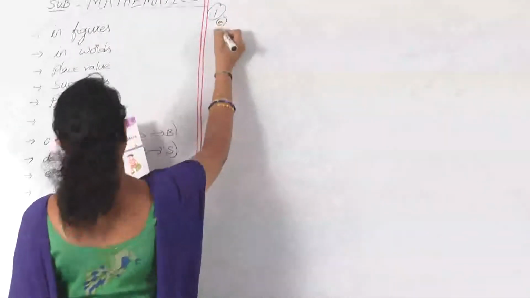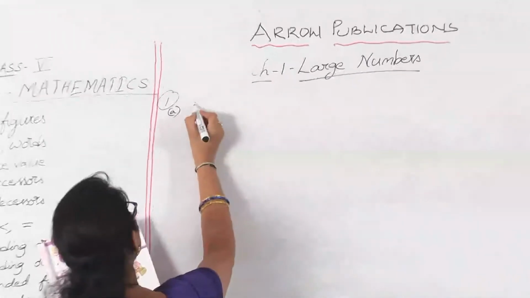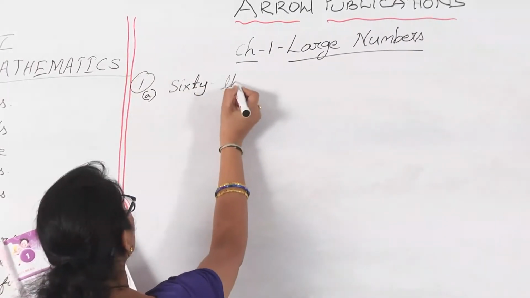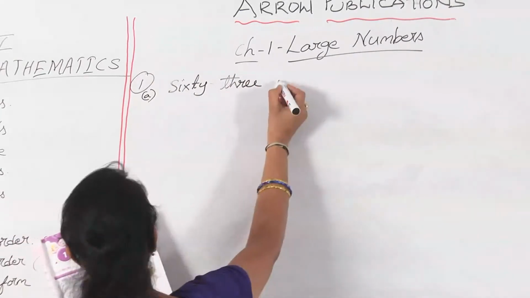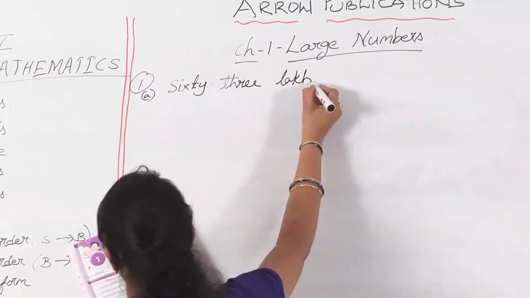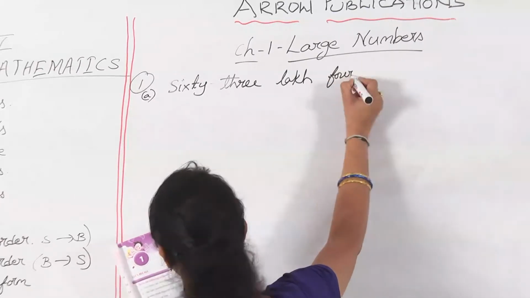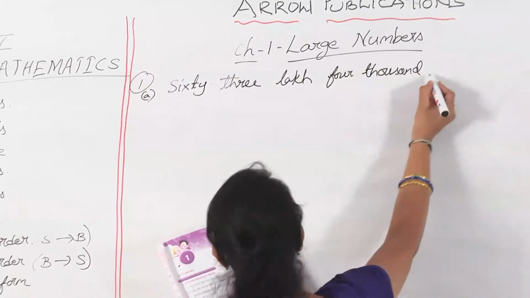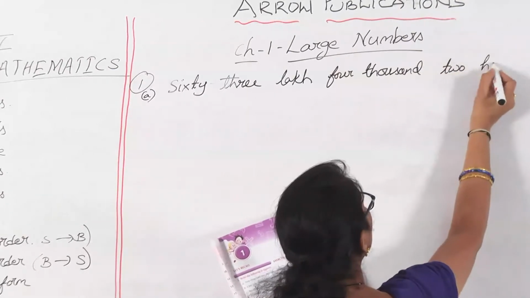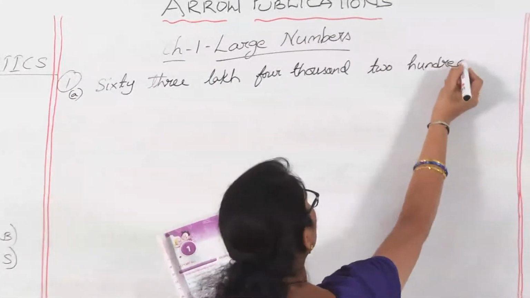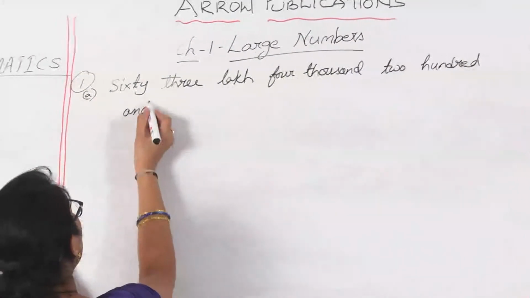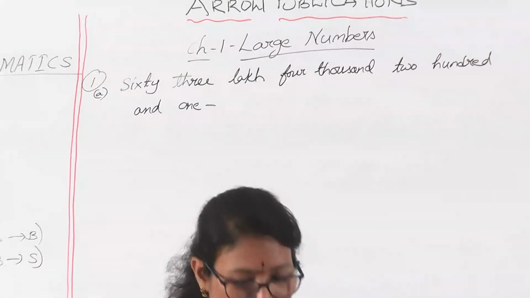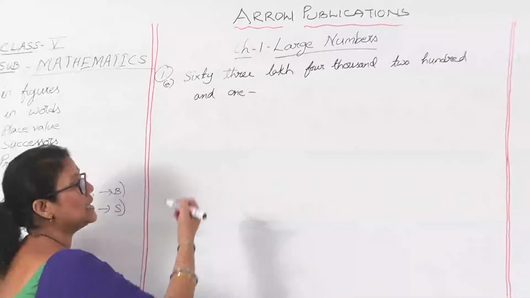First bit A, it is given as 63 lakh 4,201. So, this is asked to write in figures. Let us see how to write this in figures.